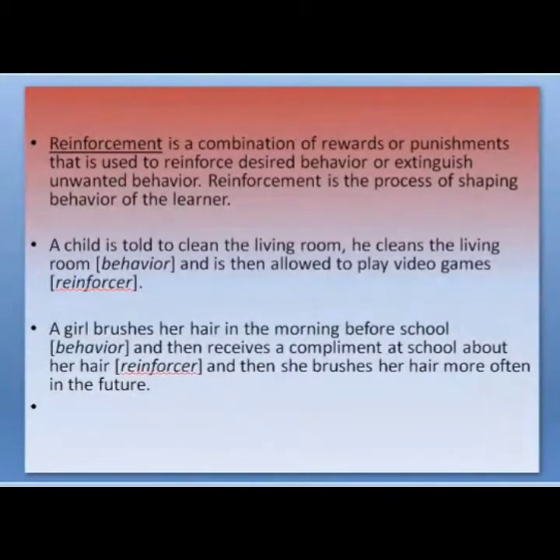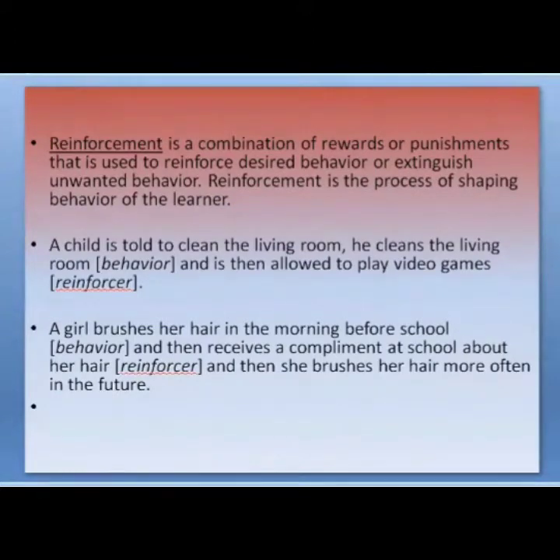Next term is reinforcement. What is reinforcement in psychology? It is a combination of rewards or punishments that is used to reinforce desired behavior or to eliminate or extinguish unwanted behavior. To reinforce desired behavior and to eliminate unwanted behavior. And reinforcement is the process of shaping the behavior of the learner. We can shape the behavior of the learner only through reinforcement, either positive or negative.